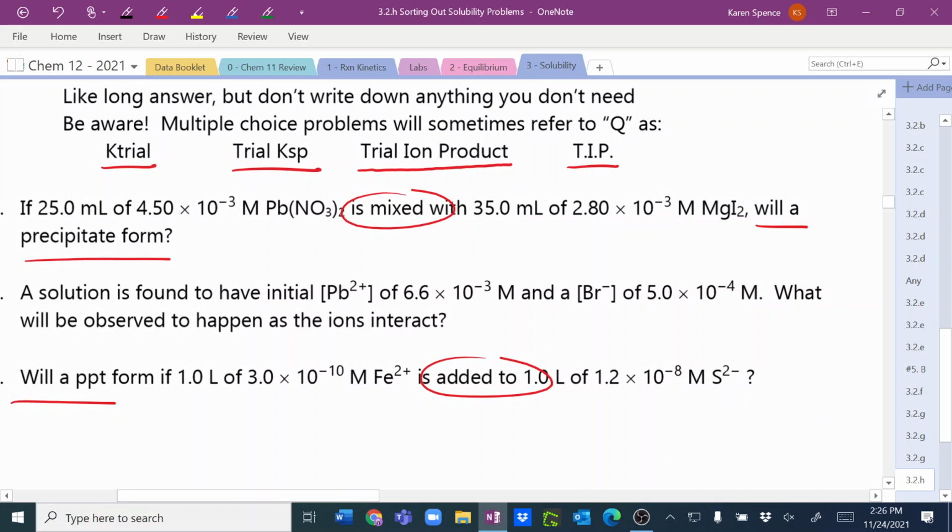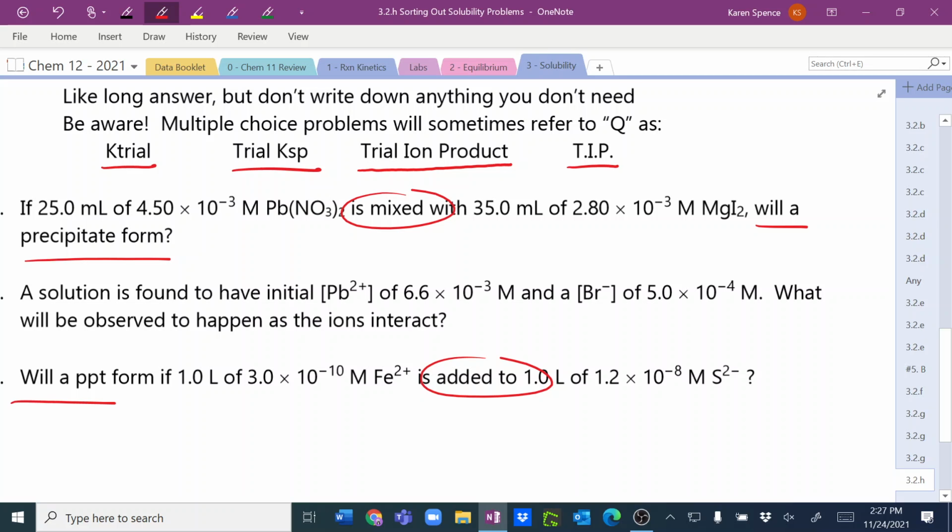A solution is found to have an initial concentration of lead of blah, blah, blah, and a concentration of bromide of blah, blah, blah. What will be observed to happen as the ions interact? What could possibly happen when ions interact? You could either get a precipitate or you could get no precipitate. So that's what that question is asking, but you kind of have to interpret that a little bit.